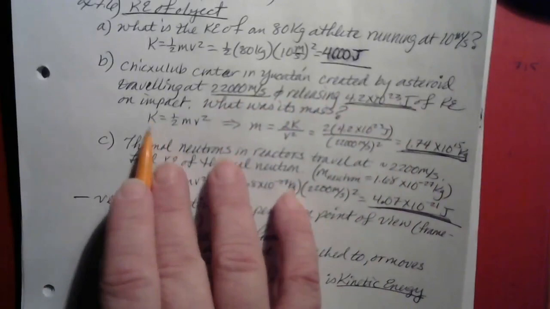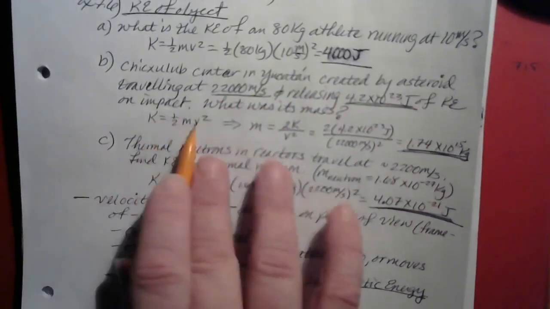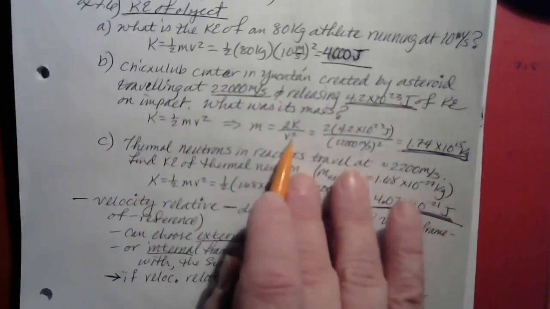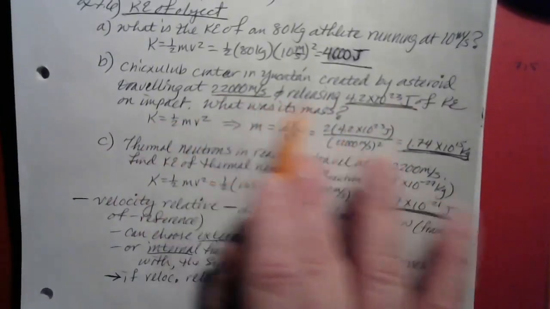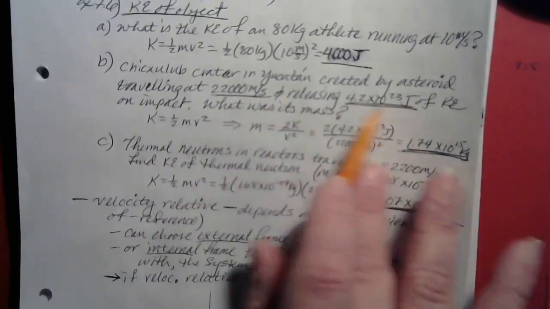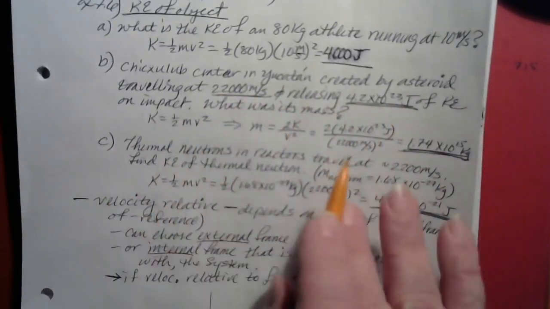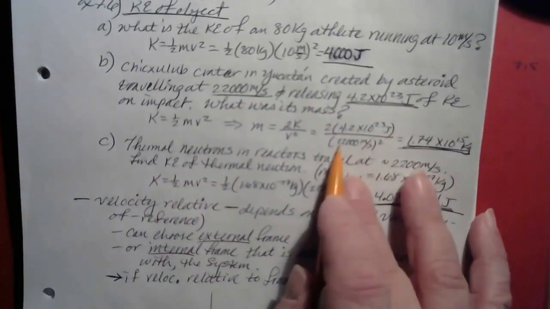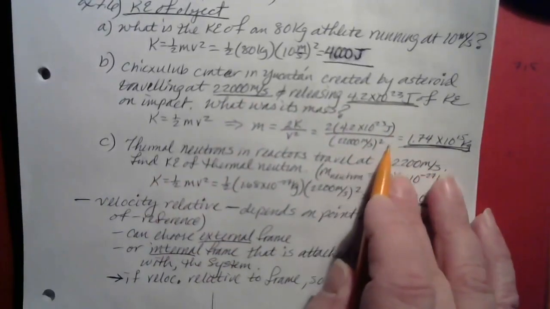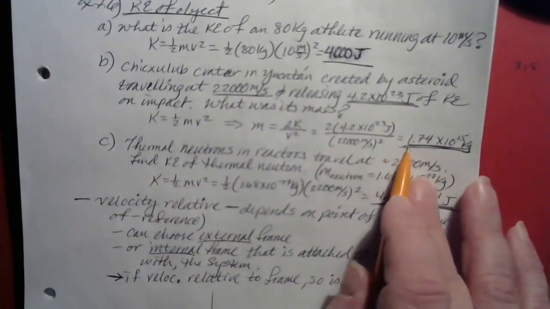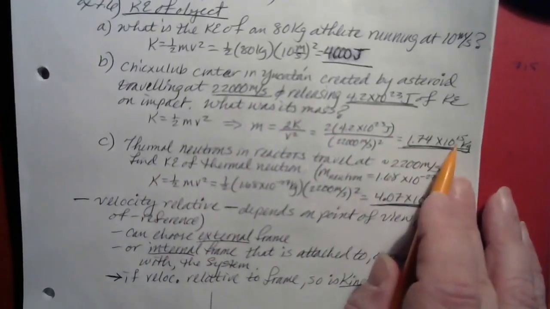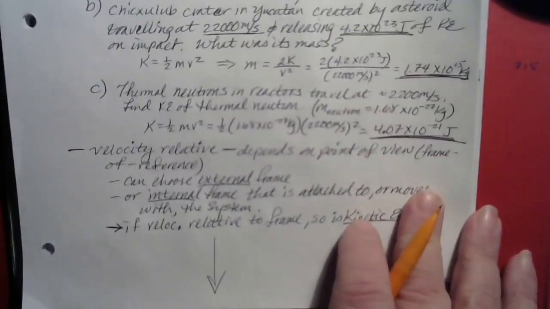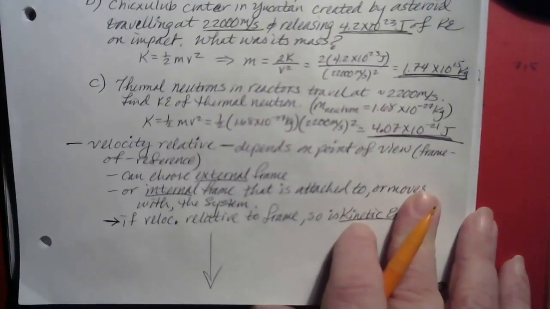Well, if we have kinetic energy is 1/2 mv squared, you can solve that for mass pretty easily. Mass is 2 times kinetic energy over velocity squared. And we have velocity and kinetic energy in the correct units, meters per second and joules already. So it's just 2 times 4.2 times 10 to the 23rd joules over 22,000 meters per second squared. And that ends up being 1.74 times 10 to the 15th kilograms. And so that was a very, very large asteroid indeed.